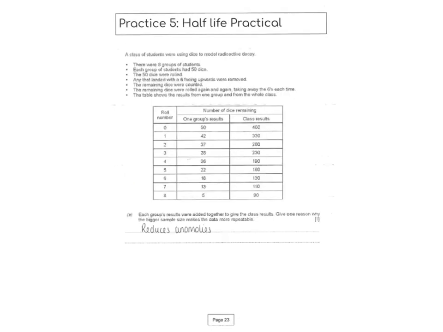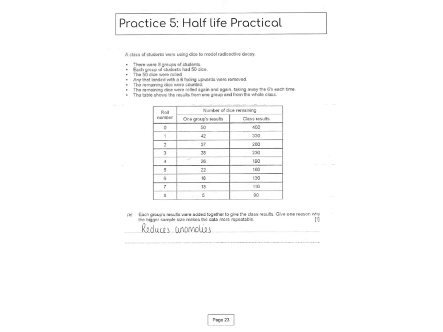A class of students were using dice to model radioactive decay. There were 8 groups of students. Each group of students had 50 dice. The 50 dice were rolled. Any that landed with a 6 facing upwards were removed. The remaining dice were counted. The remaining dice were rolled again and again, taking away the 6s each time.